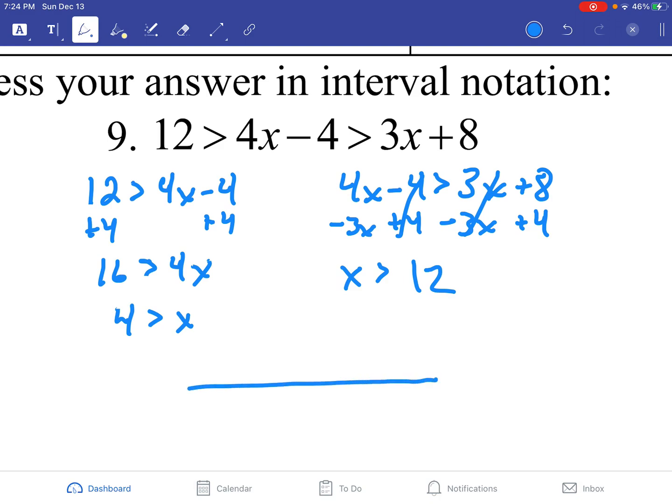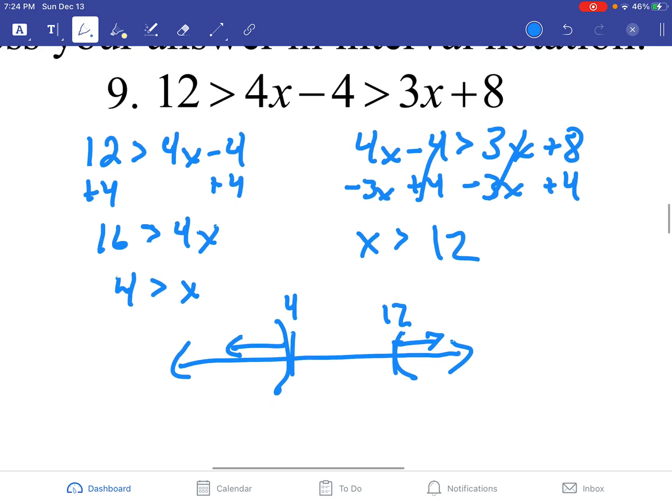Now in this case, we're going to draw our problem here. So we have 12 over here. It's going to the left. We have 4, which is going to flip around. It goes to the right. Or sorry, 12 goes to the right. The 4 is going to go to the left. I'll get my directions down.